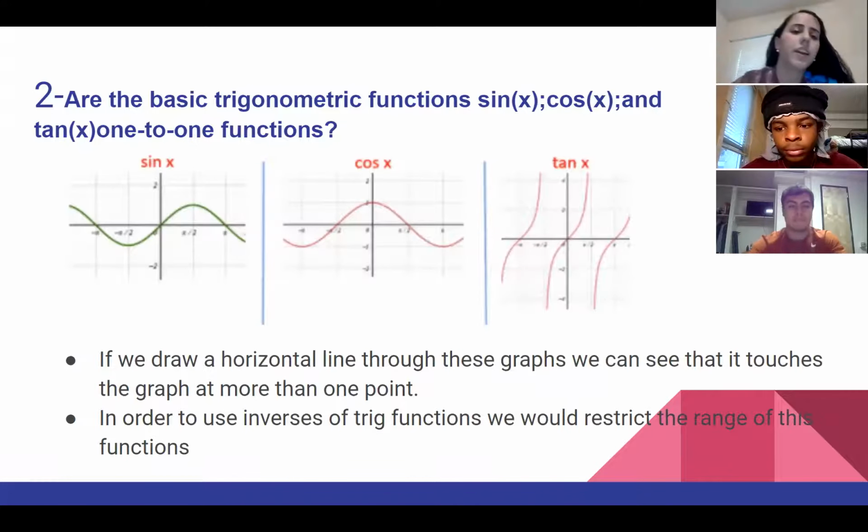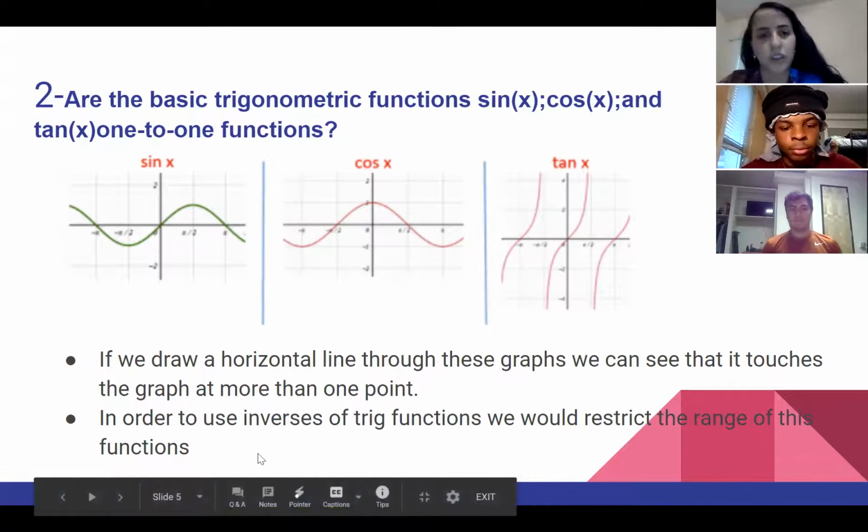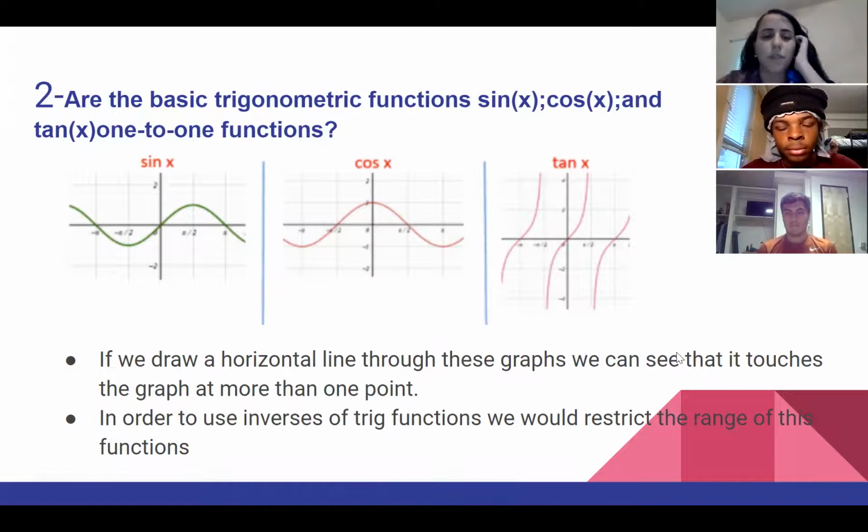Okay, so here we have the question: are the basic trig functions sine of x, cosine of x, and tan of x one-to-one functions? If we graph them and pass a horizontal line through them, we will see that the line touches the graph at more than one point. So they do not have inverses. However, we do use inverses of trig functions, and that is because we restrict the range for those functions. And I think Oscar is going to be talking about that a little more.